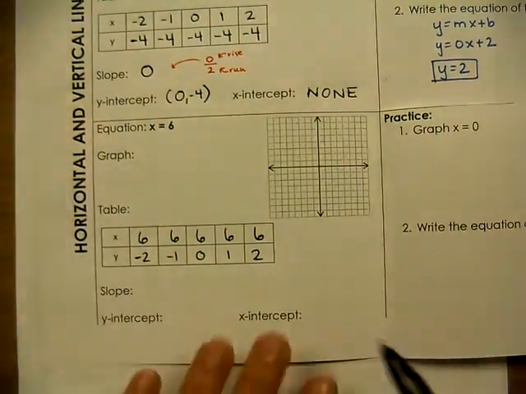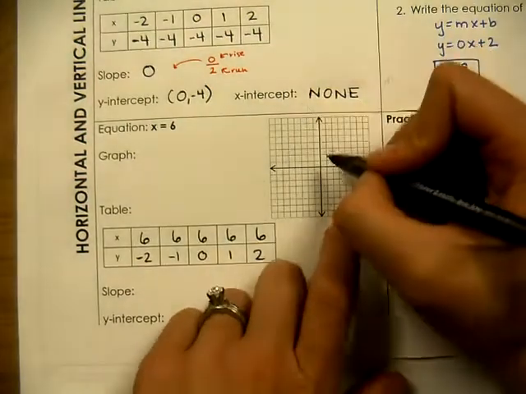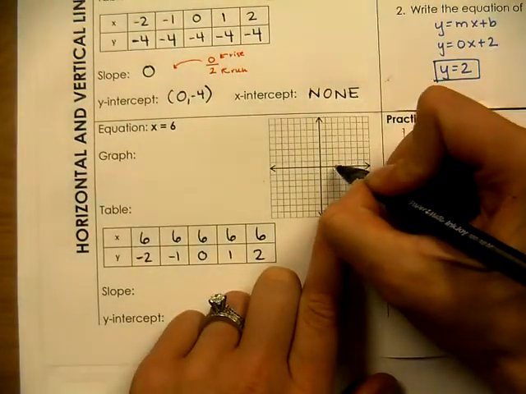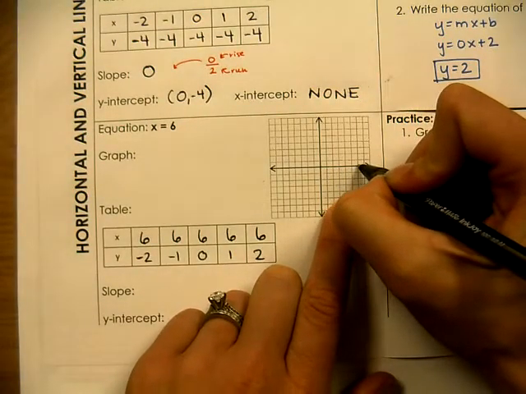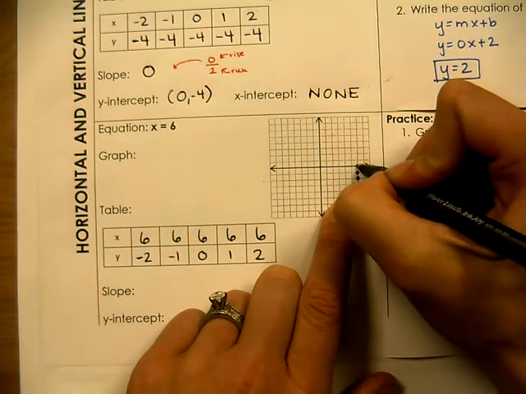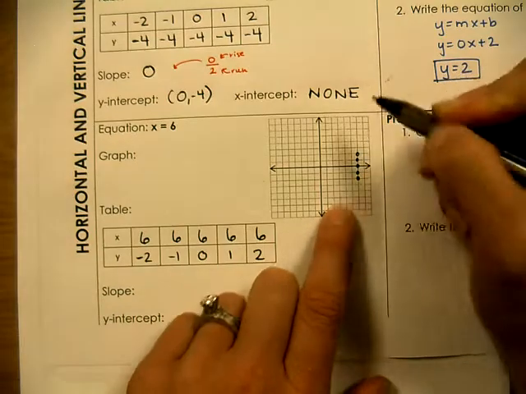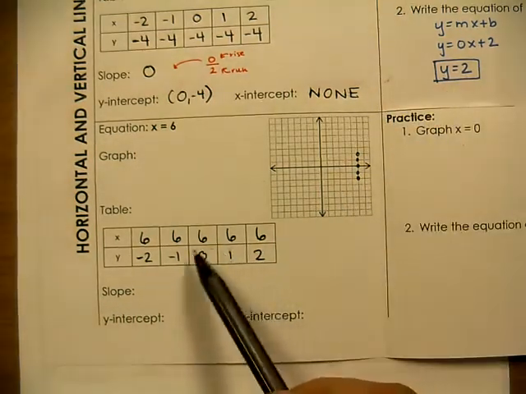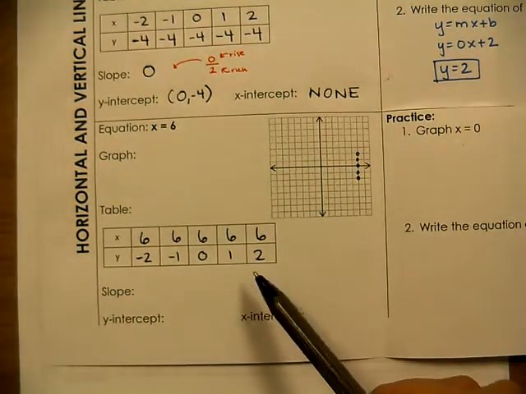Really doesn't matter. If I were to create a graph here, I could plot the points (6, -2), (6, -1), (6, 0), (6, 1), (6, 2). Now I've created a graph of the 5 points we have here, but we just chose those points.